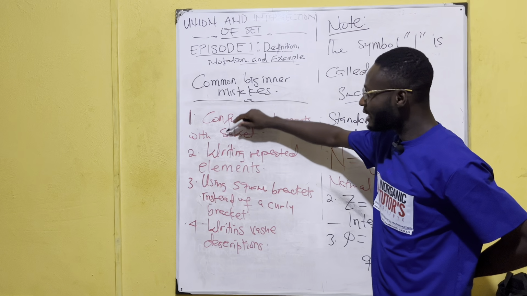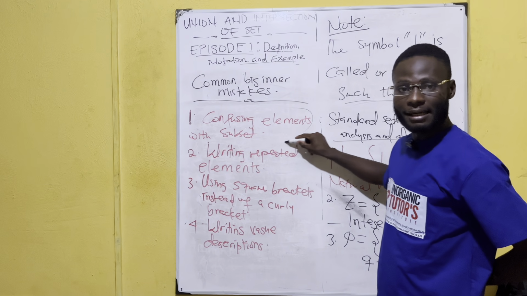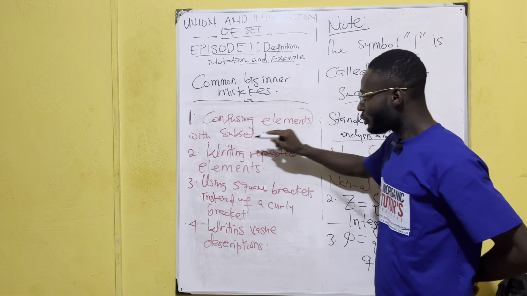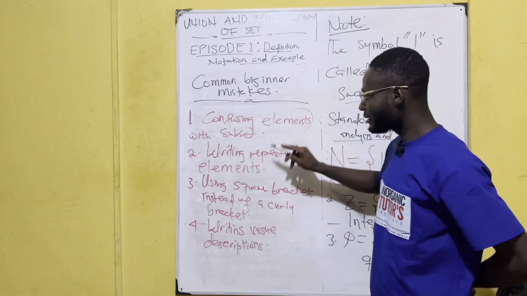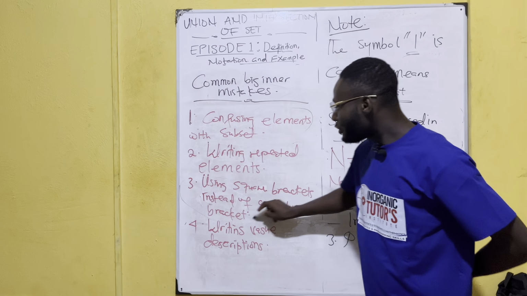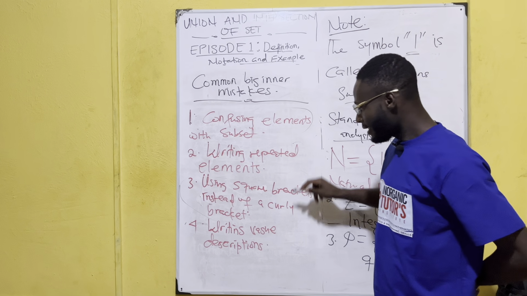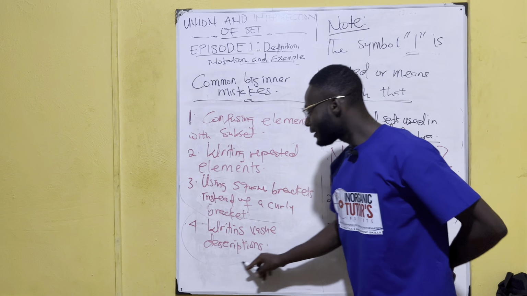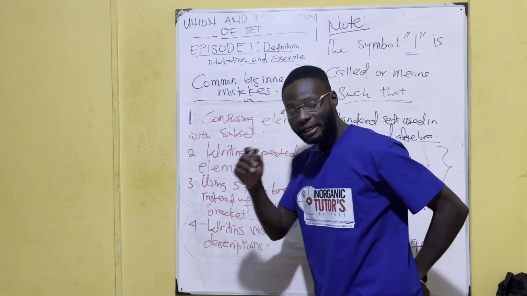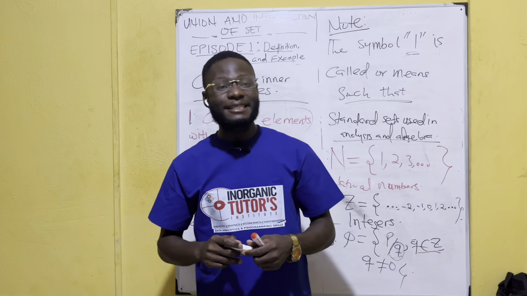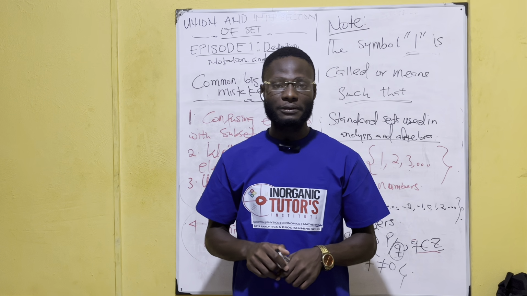So the first mistake you can make is confusing an element with a subset. Two is writing repeated elements. Don't do that. Three is using square brackets instead of curly brackets. The fourth one is writing vague descriptions. Don't write vague descriptions. Be specific and explicit with your descriptions.